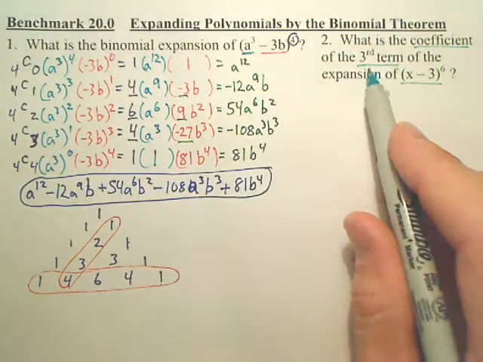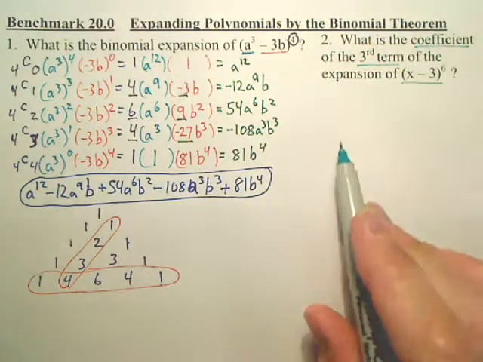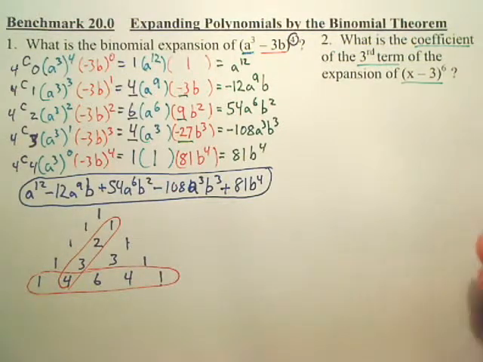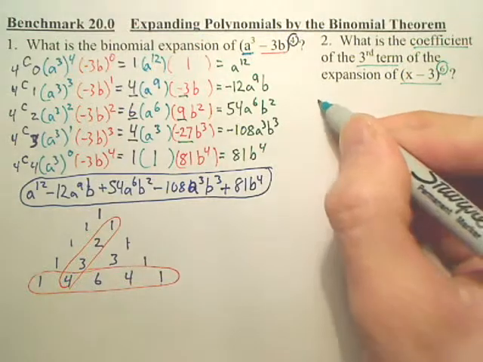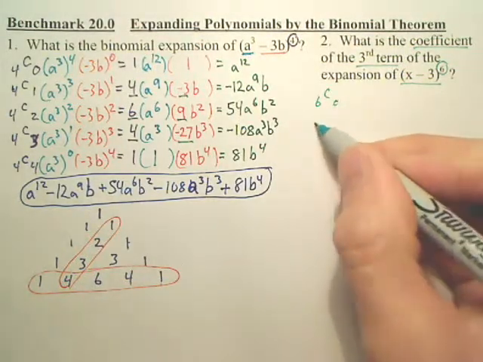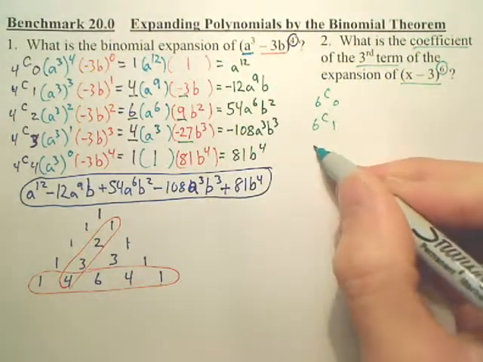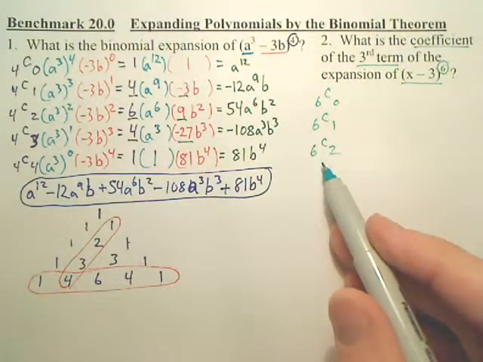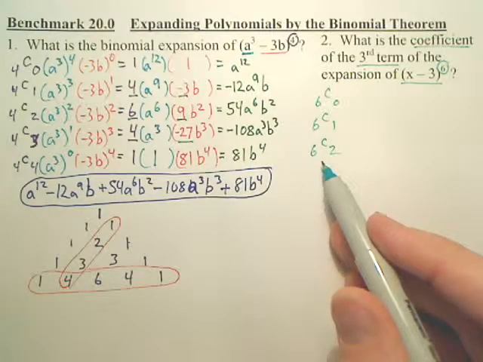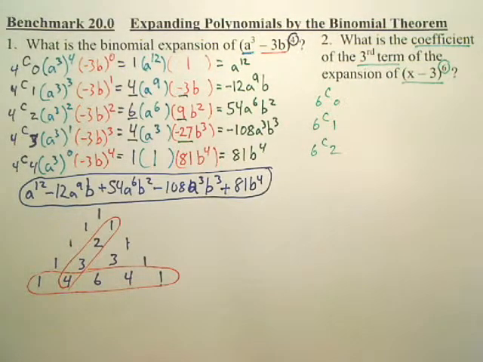So if we want the third term, we basically got to go 3 spots down. So our power here is 6. So we're going to have 6C0, 6C1, and 6C2. Do you understand if we're doing the third term, we just go 3 down? We don't have to go all the way down. Got it? It tells you we're only focusing on one piece.